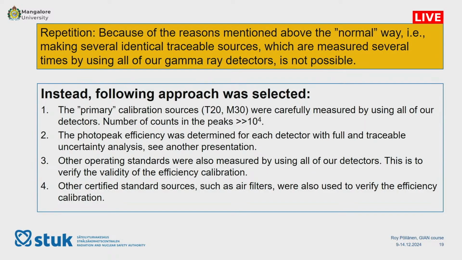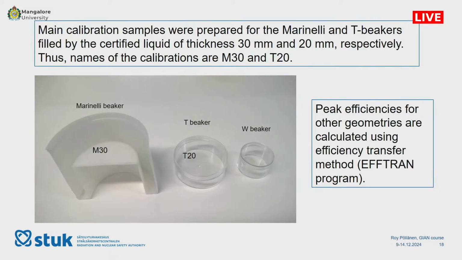If you're doing measurements from each calibration sample, basically you should do very many measurements and use different sources which are made in the same way as the first one. This is to check that the liquid that we put into this beaker is always the same.